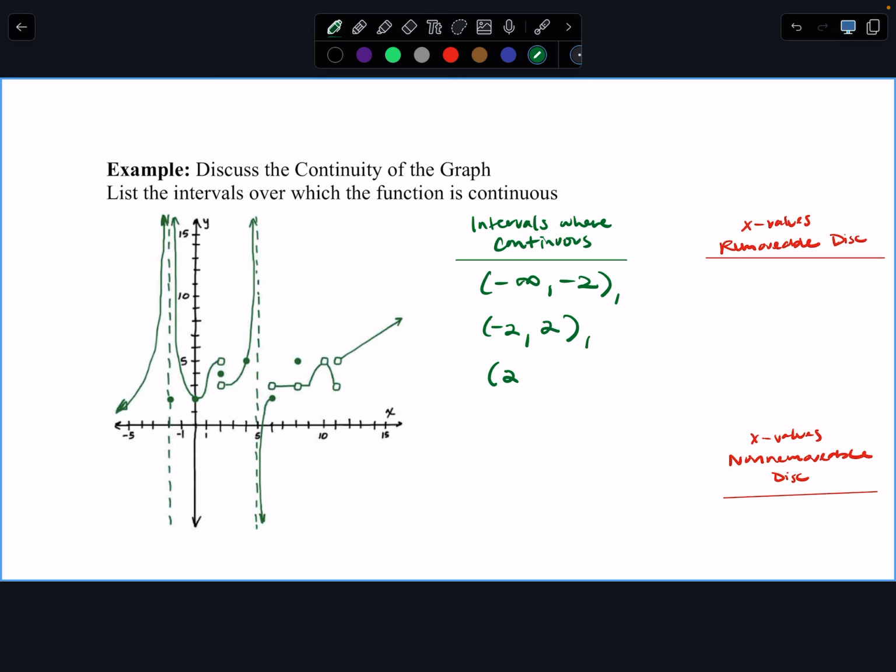And then we trace, and as x approaches 5, the function seems to be approaching infinity, which means, do we include 5 or no? Nope. Same reason, as x approaches 5 from the right, the function is approaching negative infinity, so we'll go from 5 up to 6. Do we include 6? Yes. Why?